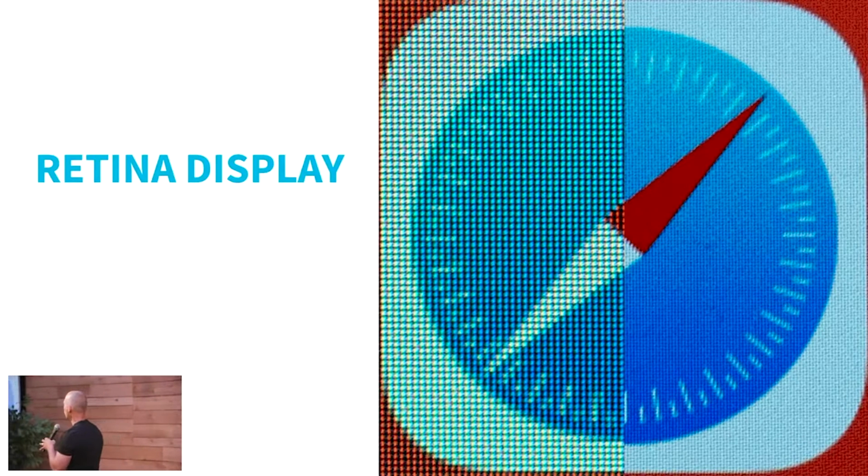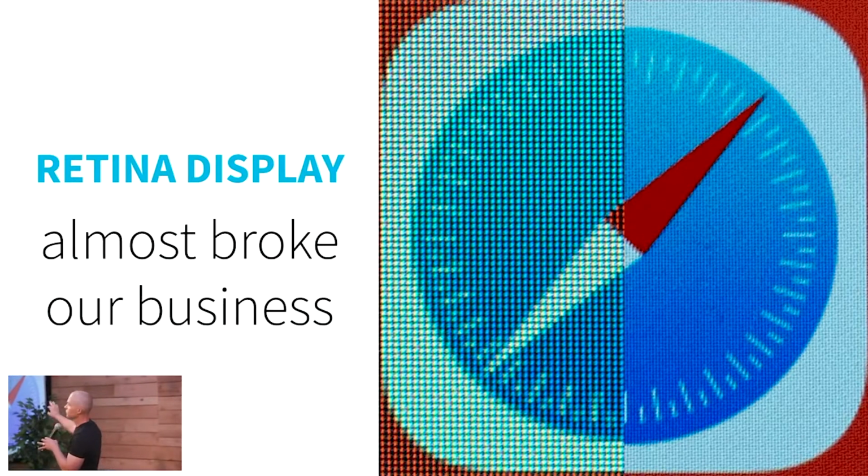So back when Apple released the iPhone 10, they came up with this thing that they coined Retina display. Do you guys remember this? And Retina display is basically when you've got your phone so far away you can't see the pixels, right? So it's basically higher density pixels, but they named it something cool because it's Apple. Okay, so what I want to share first is how Retina display almost broke our business.